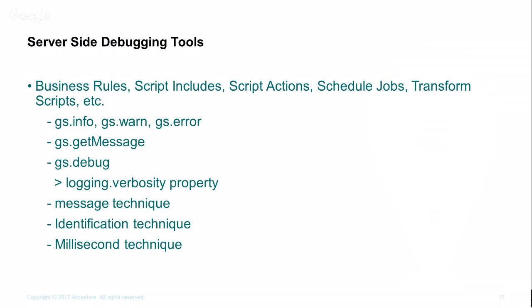Then again, gs.debug. I'm going to show you a message technique that I came up with a few years ago to help keep me sane concerning ordering inside of the system log. Also an identification technique that is really important for info, warn, and error, so that you don't have mystery messages showing up and you don't know where they are and you don't have to go track them down. Or if you do, you've got the information sitting in front of you as to where they're actually located.